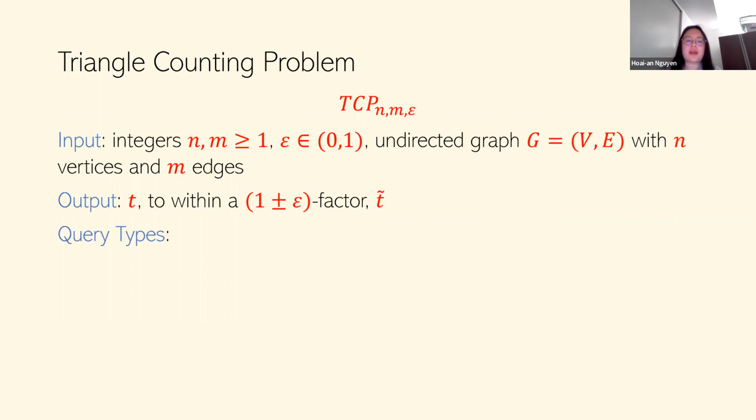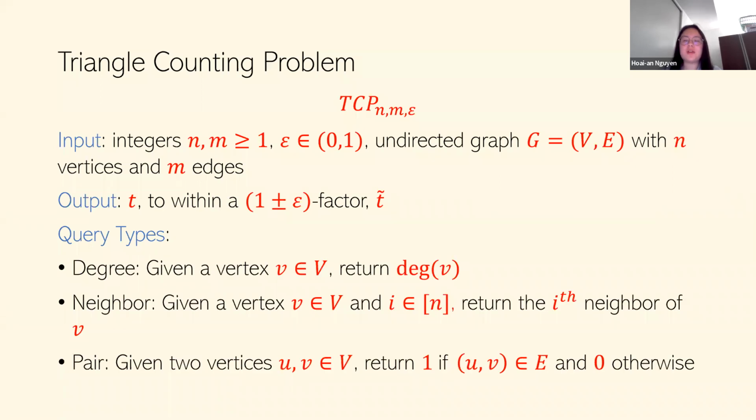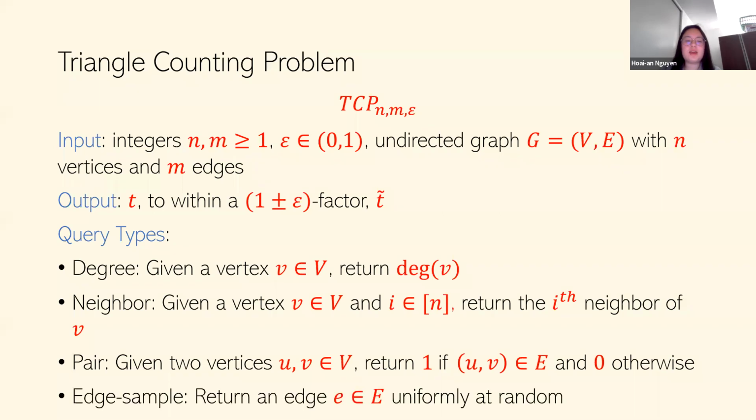And the query types that we're going to have access to are the following. The first 3 are part of the standard query model in certain graphs. So the first one is degree queries, where given a vertex v, we return the degree of that vertex. The next one is neighbor queries, where given a vertex v and some index i, we want to return the ith neighbor of v. And if the ith neighbor of v doesn't exist, we return none, null, or something similar. And then we have paired vertices, where given 2 vertices, u and v, we return 1 if an edge exists between them and 0 otherwise. Then we're going to add one more type of query called edge sample queries, where we return an edge uniformly at random.